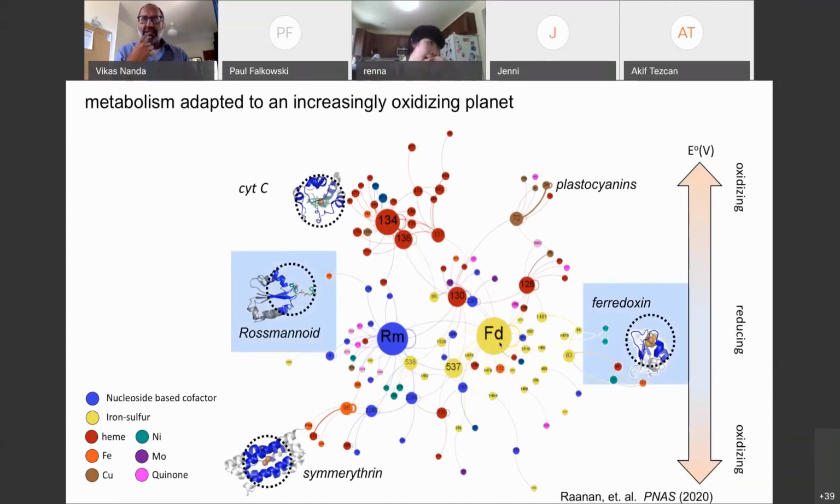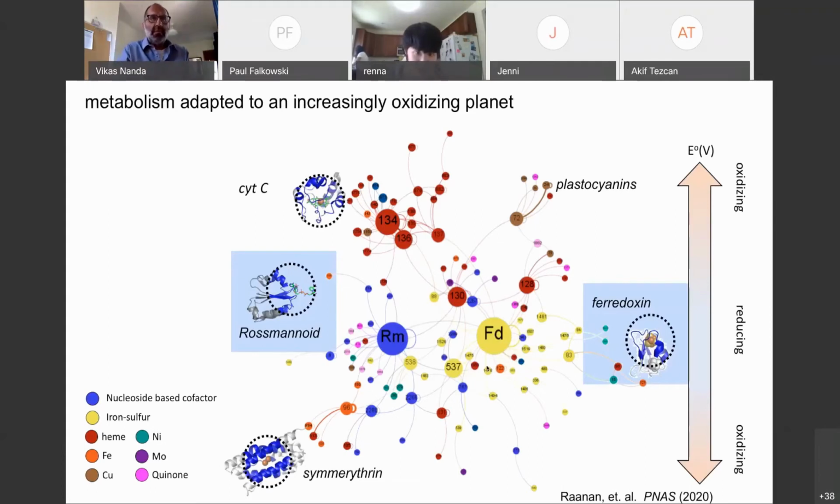The second thing that's very interesting is that at the core of this network are these two folds, the Rossmann fold that I mentioned and the ferredoxin fold. And both of these are very reducing, meaning that they have a very low affinity for electrons. They want to donate electrons to other molecules.